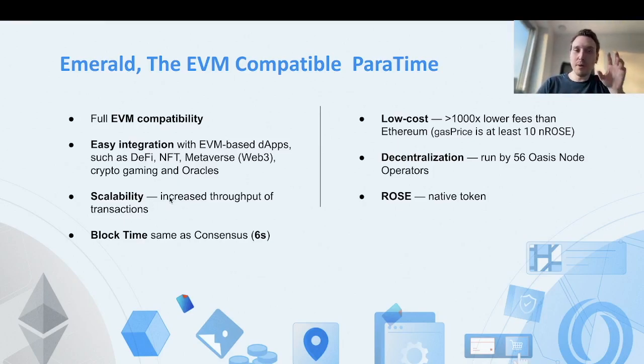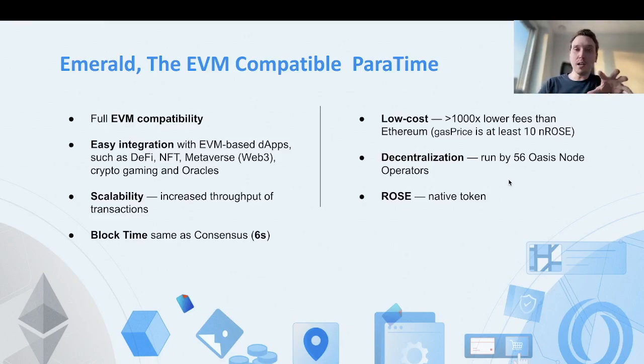So yeah, scalability, it's pretty much very similar to Cipher ParaTime, or we can actually compare these block times with consensus because it's the same as consensus, right? We're using that. So it's on average 6 seconds. And this is pretty awesome if you're comparing to Ethereum, because you can just wait on average 6 seconds and your transaction is confirmed and you can start working with your, maybe NFT or other transactions, right?